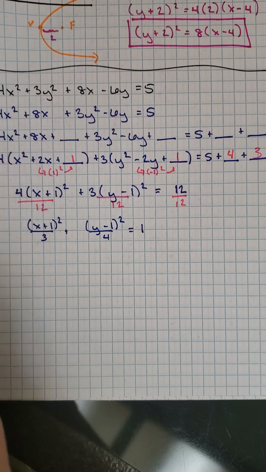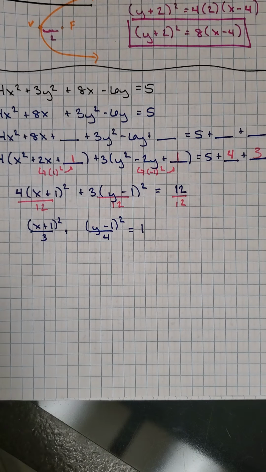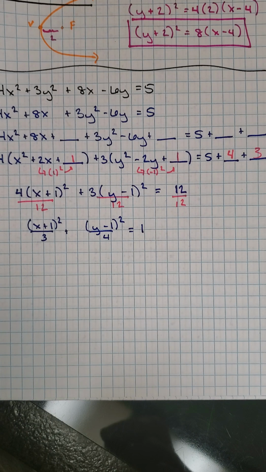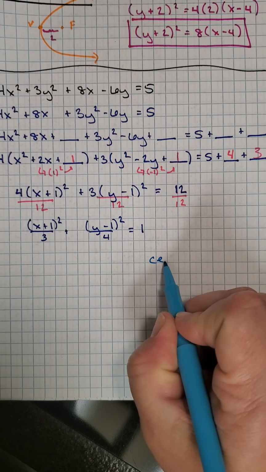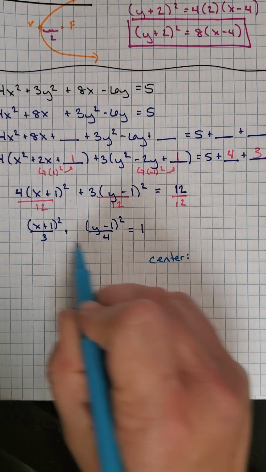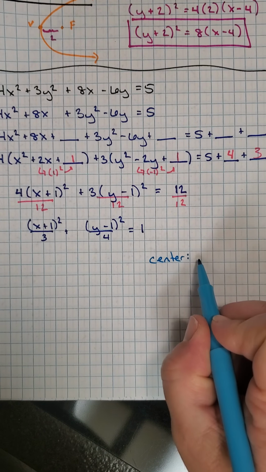Alright, so now we know that's our standard form of the equation. That's a good thing. Now we can identify some things from there. So we know our center. Remember, it's opposite, opposite because of h, k. So it'll be (-1, 1).